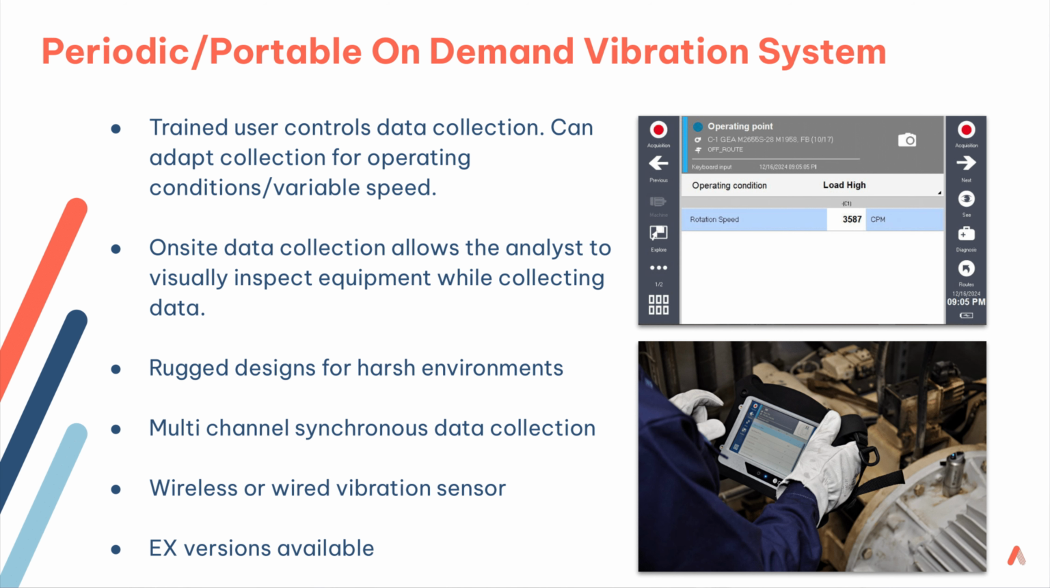Using a periodic portable vibration system has some definite benefits. You're going to have a trained user who controls data collection, so he can adapt to varying operating conditions and speed in the field based on what he sees and analyzes while he's out there. He's going to be on site collecting data, so he can visually inspect equipment while he's walking around the plant.